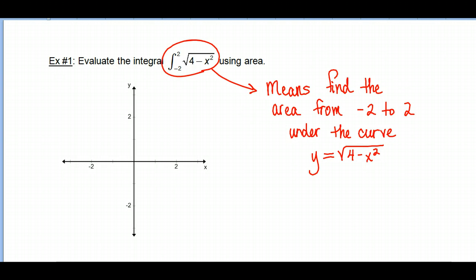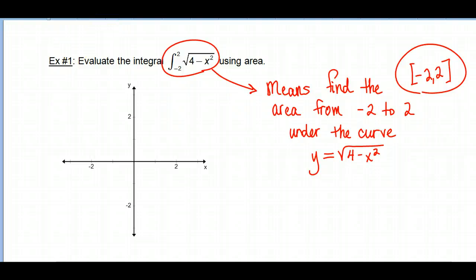Is this inclusive, or would it be brackets or parentheses? It's always brackets. The interval is closed. That was one of the conditions that we had on finding the integral. It needs to be with brackets. So the first thing I want to do is graph that.